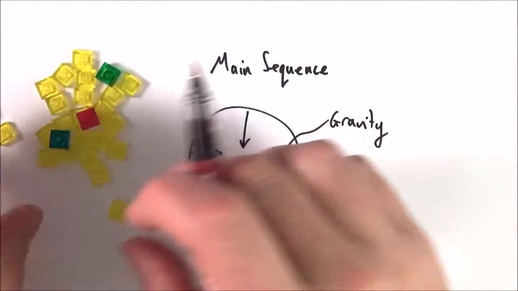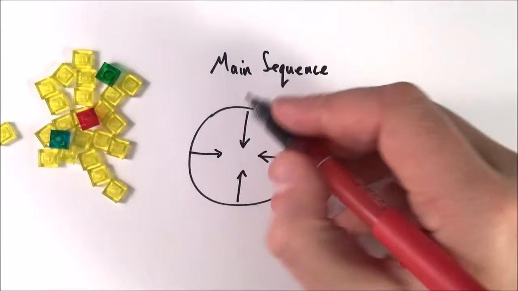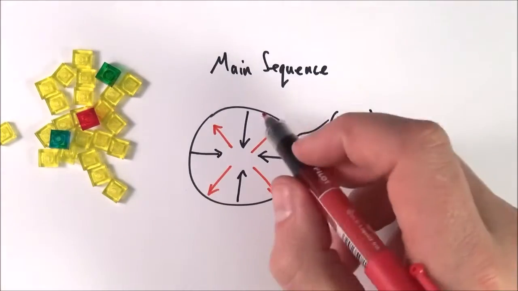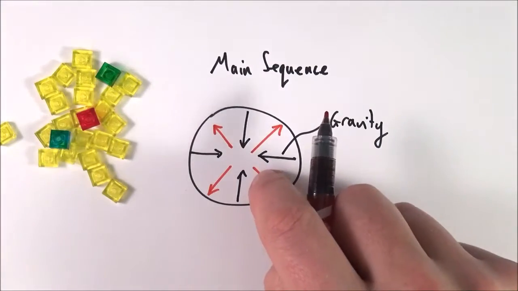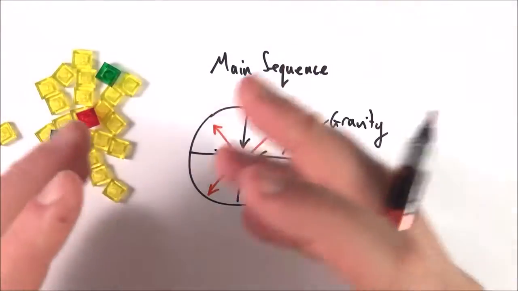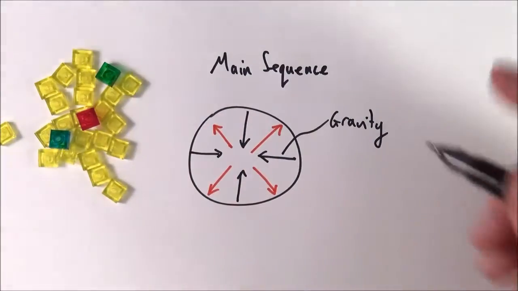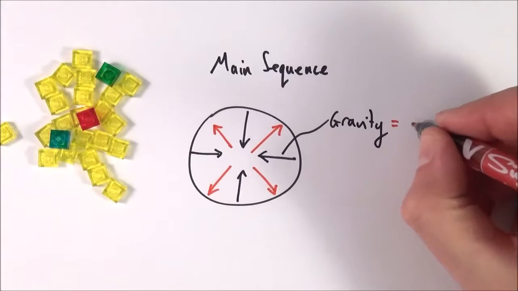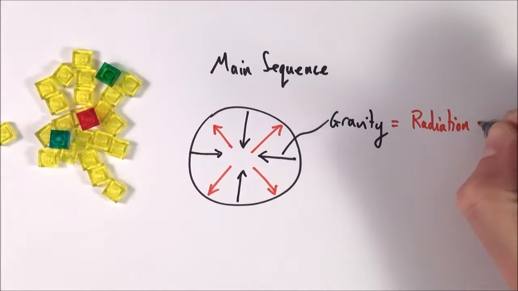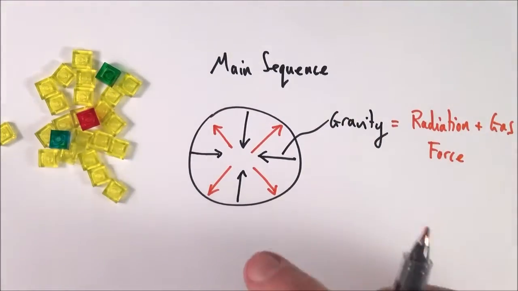And basically what we have then is effectively a load of hydrogen bombs going off. We've got these nuclear explosions, and this causes an outwards force. And this is what we call radiation pressure, or the gas pressure. And what we know is that if this star is in a nice stable position, it's in equilibrium. The inwards force is balanced by the outwards force. And what we find is that the force of gravity is equal to this radiation and gas force. And this can occur for many, many billions of years.